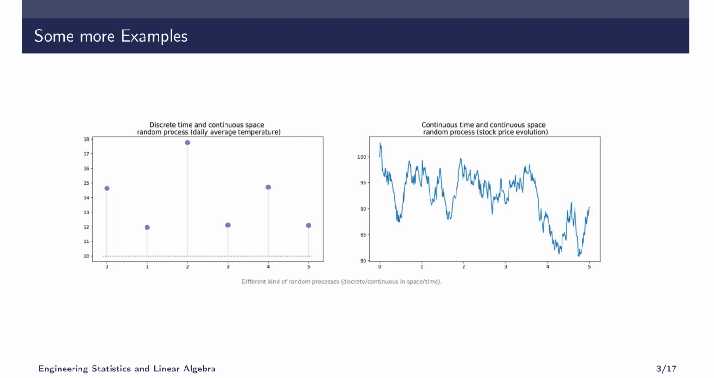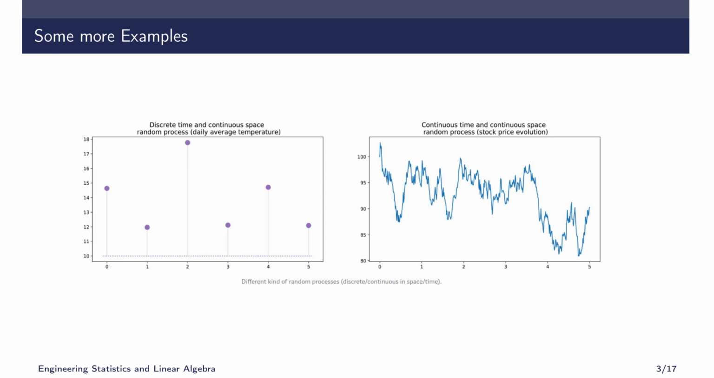Now you can see another example which is given here. So what is this? This will be a discrete time. This is actually daily average temperature. So day 0, what is the temperature? Day 1, what is the temperature? Average temperature. Day 3, what is the temperature? Day 4, what is the temperature? Like that.